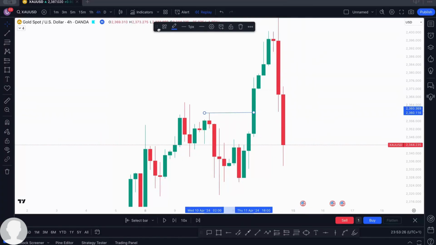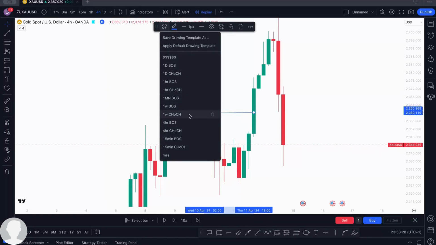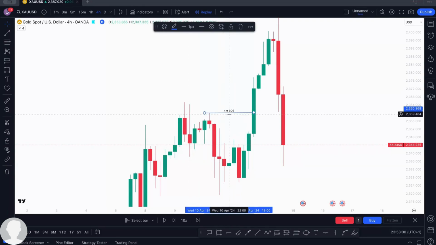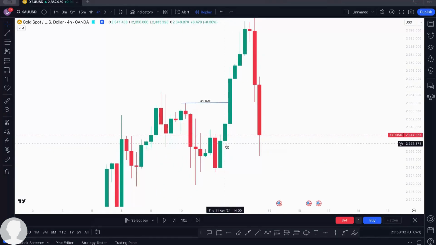It can be a change of character. It depends on you. It can be a shift in market structure. But the market created a BOS here. What do we see here? I see my fair value gap because it's a three candle sequence. One, two, three. Three candle sequence. One, two, three. Three candle sequence.